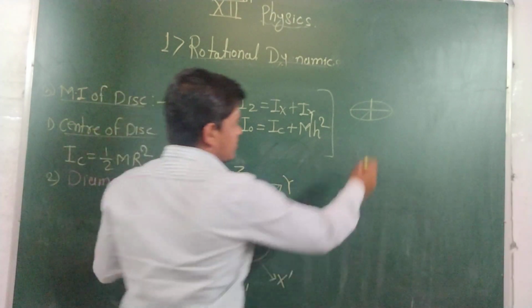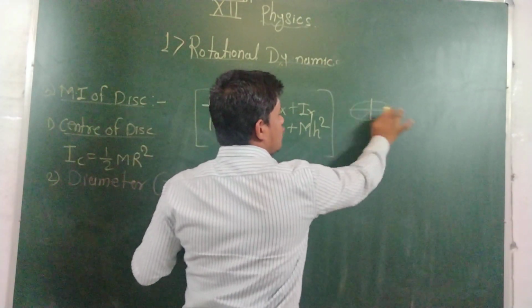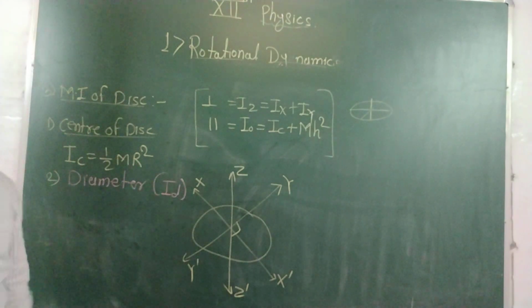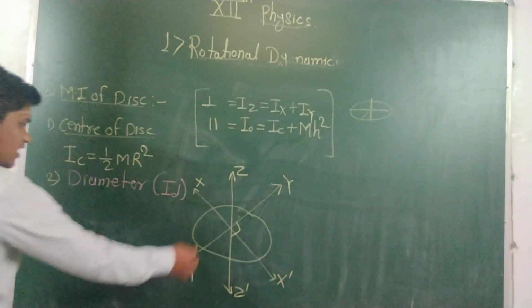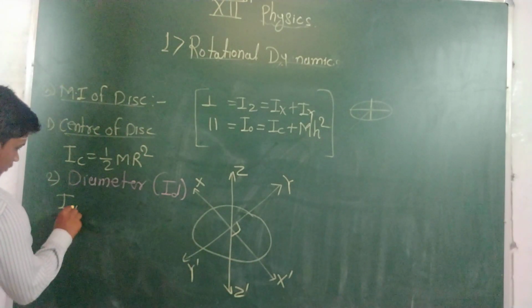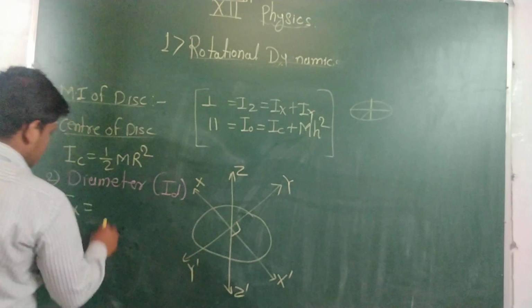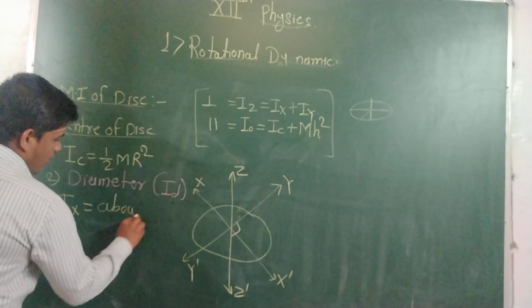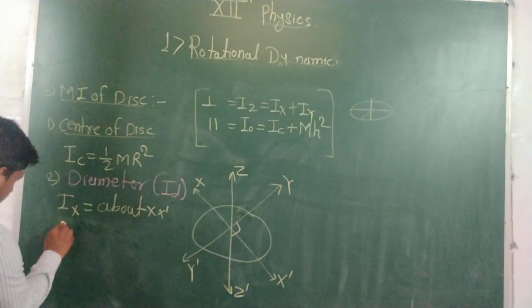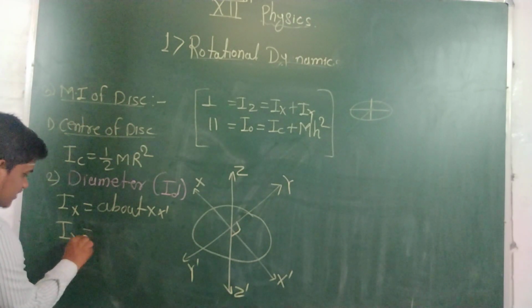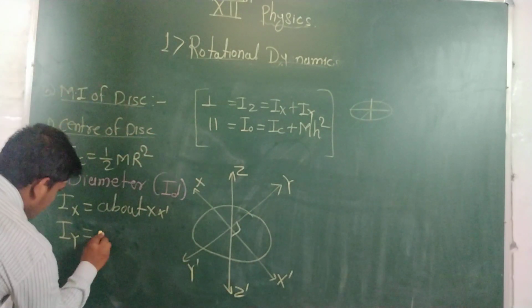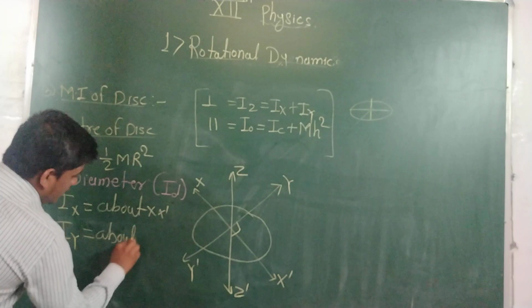The z axis is perpendicular, and the remaining two axes are perpendicular to each other, present in the plane and along the diameters. Then the moment of inertia of the uniform disk about the axis of rotation x and x dash is I of x. Then the moment of inertia of the uniform disk about the axis of rotation y and y dash is I of y.